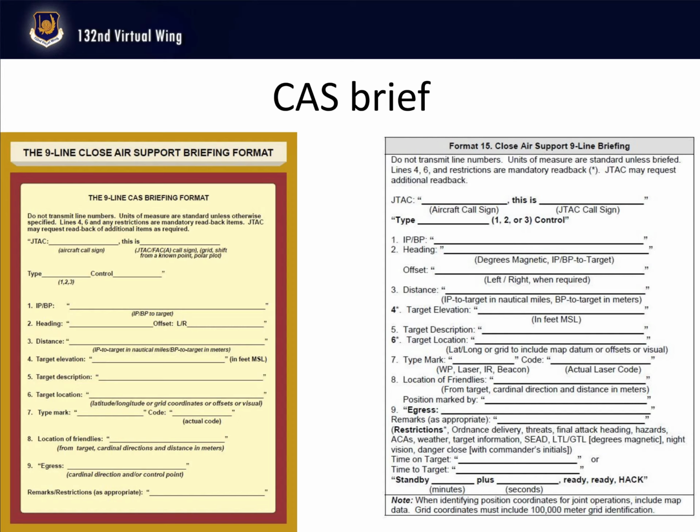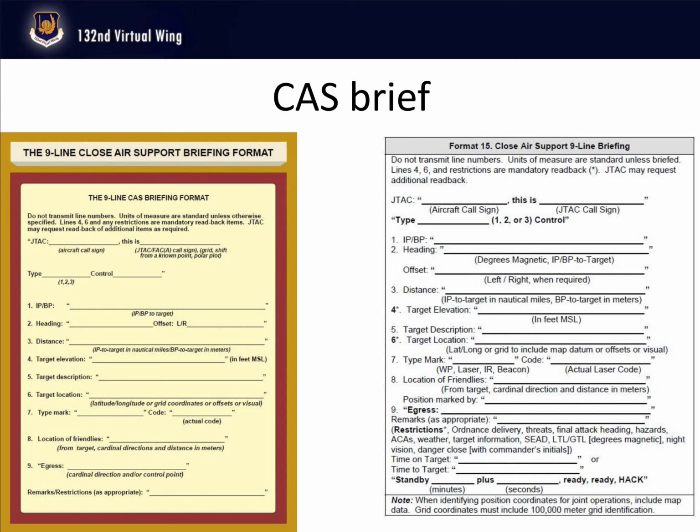So after the 9 line comes the third part of the CAS brief, which is the remarks and restrictions. Here we do a short talk first to make sure that you know where the target is and we are talking about the same target. Any more remarks that I have for the attack? For example, I want you to come from high level or low level if possible. And the most important is the final attack heading. Final attack heading is part of the restrictions.